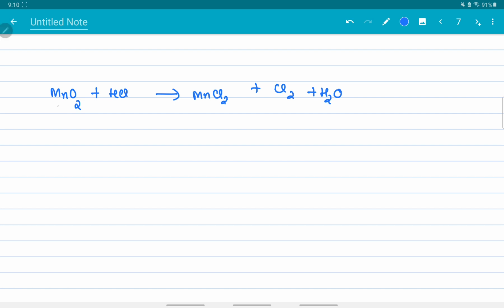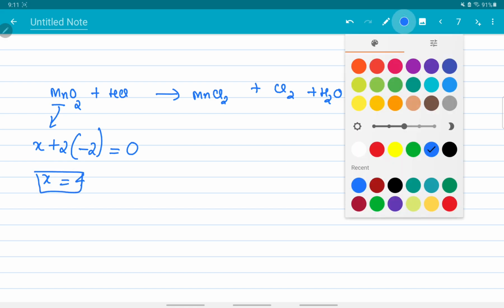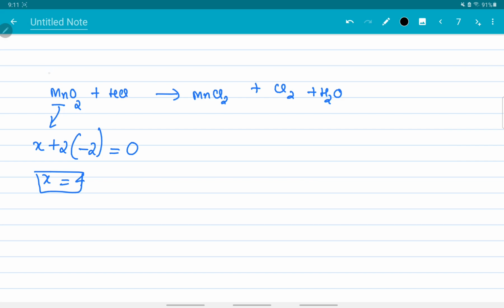Okay, so check for this Mn over here. Let's take Mn as x plus 2 oxygen is there, so 2, and then oxidation number of oxygen is minus 2, and this is going to give us 0 because there is no overall charge on it. So this becomes x is equal to plus 4. So here the oxidation number of manganese is plus 4.